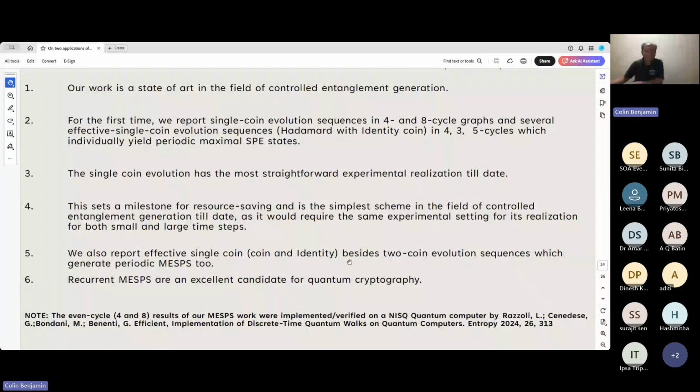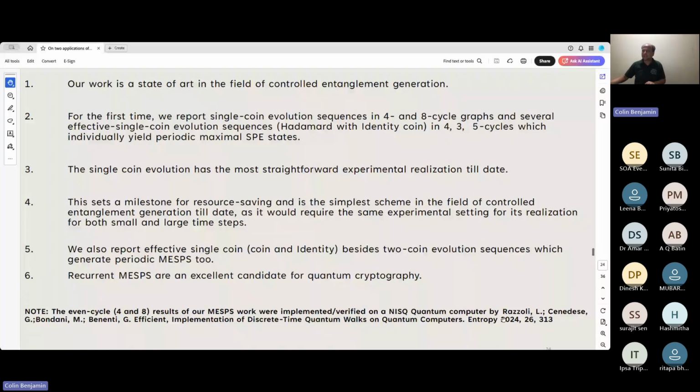An important note is that our even cycle results were implemented and verified on a NISQ quantum computer by these chaps in this Entropy paper. And this was the motivation to look into whether we can implement the first part of our work, on generating order from chaos, in a quantum computer too. So this ends the second part of my talk.